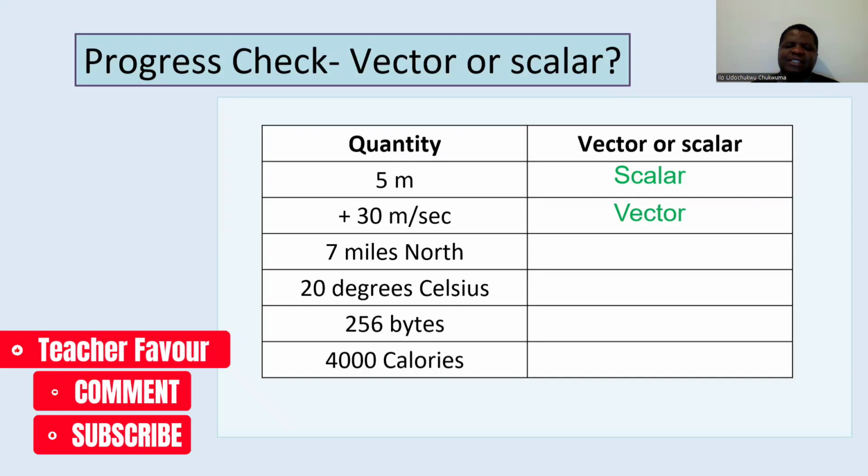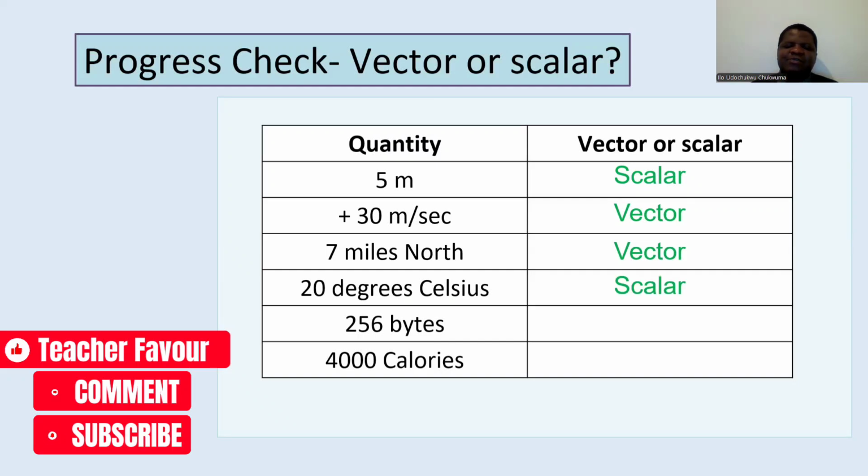Number 3, 7 miles north. North indicates the direction. Therefore, it is a vector quantity. The next one, 20 degrees Celsius. The numerical value that we have here is 20. Degrees Celsius is the unit. It has no direction. Therefore, it is a scalar quantity.